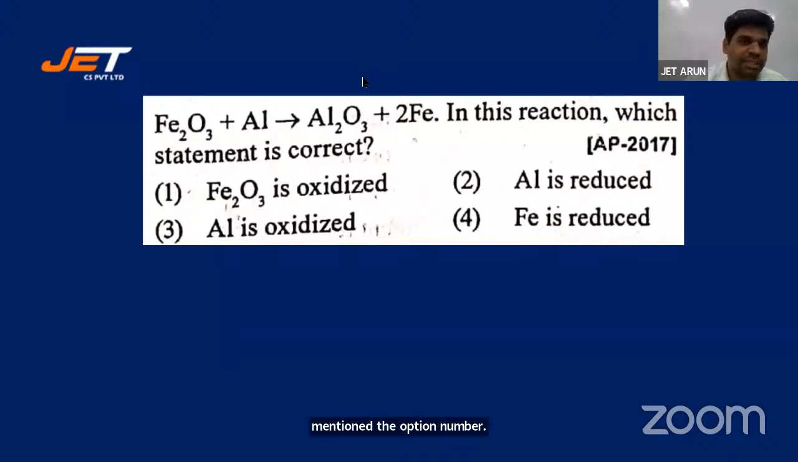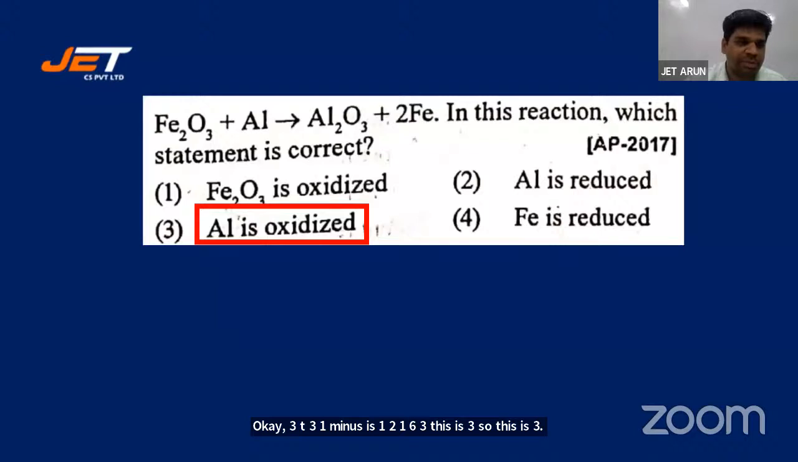Okay, 3, 3, 3, 1. Mahendra says 1. Shiv Kumar says 3. Rishikesh says 3. Shruti says 3. Juveria says 3. Let's see the key. 3 is absolutely right. Saiteja says 3, sir. Kirtana says 3. Sai Charan says 3. Shiv Kumar says 3. Yeah, a couple of students have gone wrong. Okay, 2 students have gone wrong.